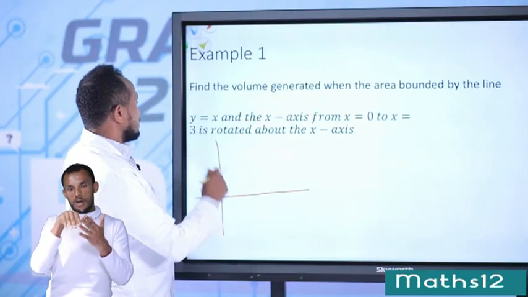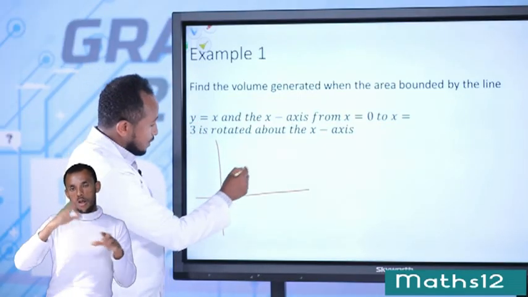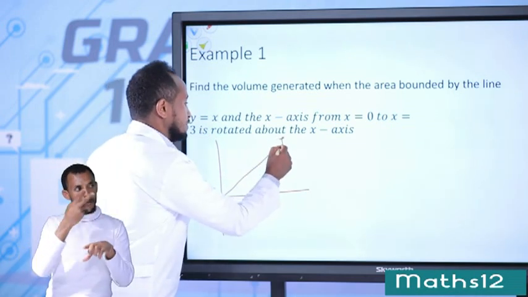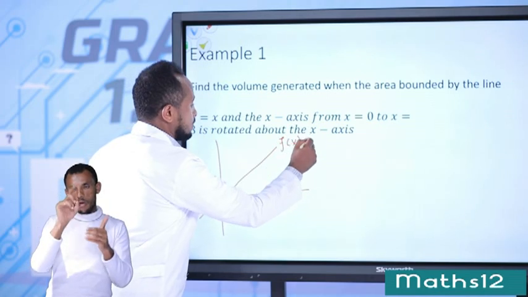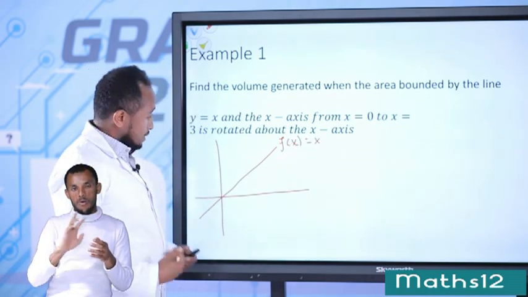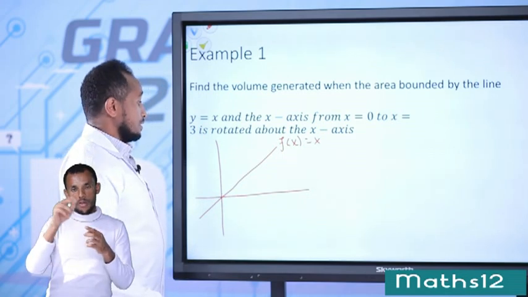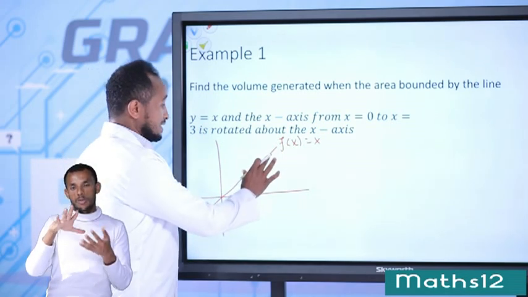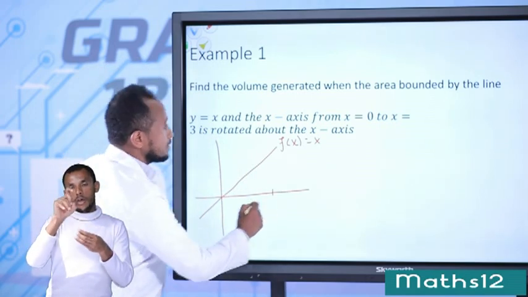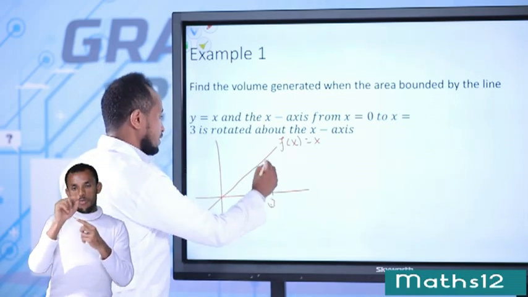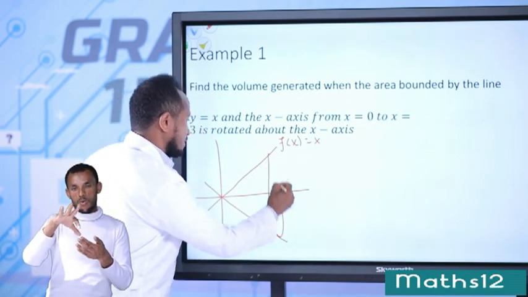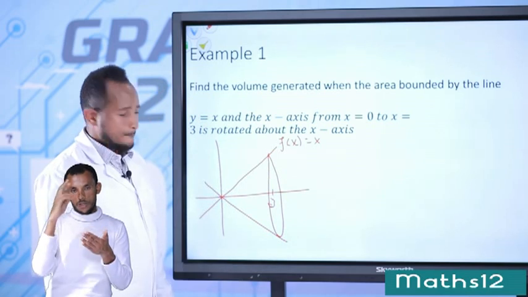So we have the line f of x equals x. This line is y is equal to x, or f of x equals x. We are asked to find the volume generated when this line is rotated about the x-axis from 0 to 3. When you rotate this, you will have a conical figure.